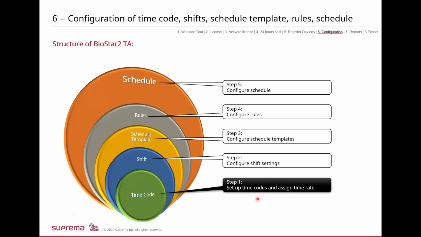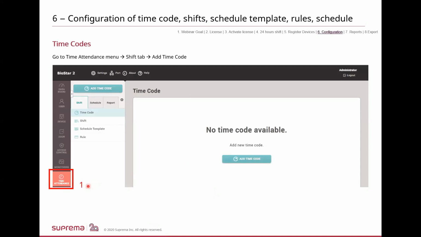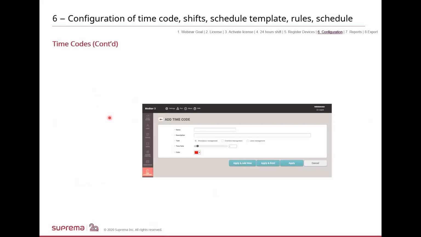Let's start with the first point, which is time code. So you go to the time attendance module, you click on the shift tab, time code, then add time code. Once you click on add time code, this window is going to be in front of you. It is self-explanatory, I don't need to highlight it. You need to put the name for the time code and any description you would like to.